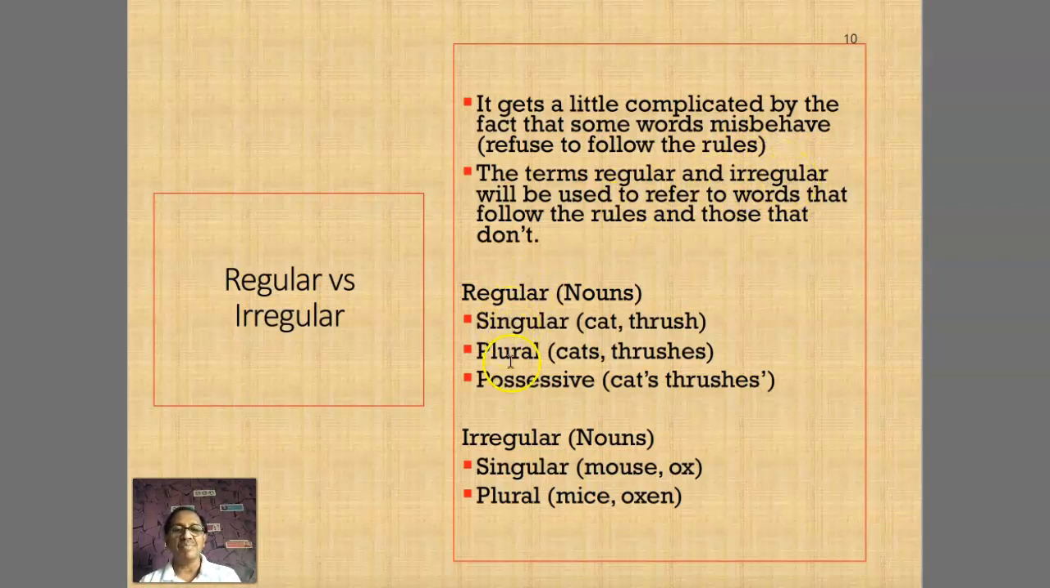You have examples of regulars and irregulars. Here, regular nouns like cat and thrush: singulars cat, thrush; plurals are cats and thrushes. Possessives, cat's, thrush's. Irregular nouns, singular, you have mouse and ox. Plurals, mice and oxen. Right? Mouse becomes mice, ox becomes oxen.